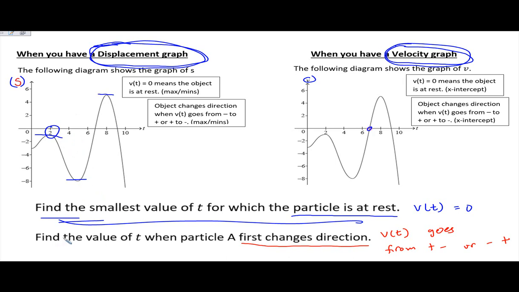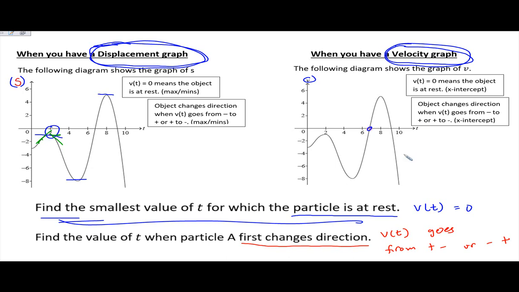So the question is find the value of t when particle A first changes direction. So it's going to first change direction right here. Just think of the tangent line. The tangent line is positive, the tangent line is 0, then the tangent line is negative. So it first changes direction here at t is equal to 2.